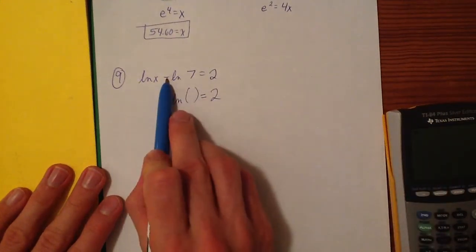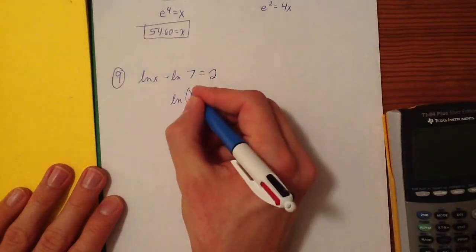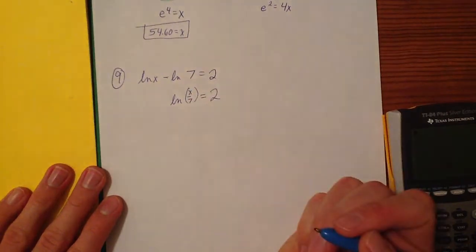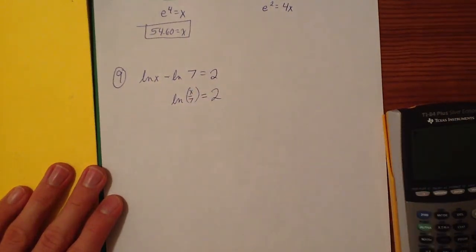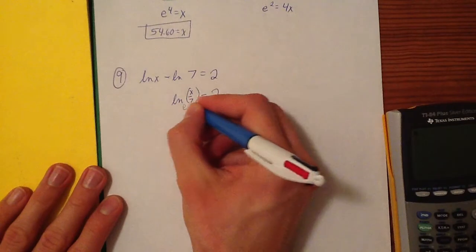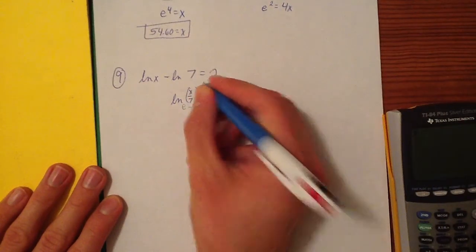Well, when we're subtracting logs, we divide. Okay? So now we do e squared equals x over 7.